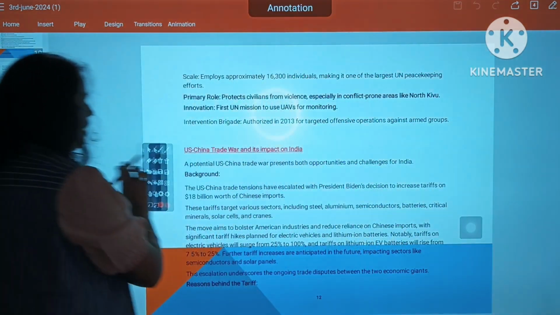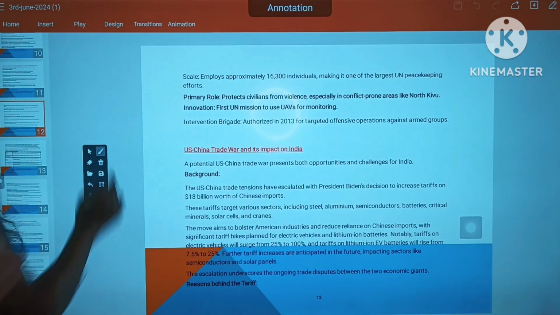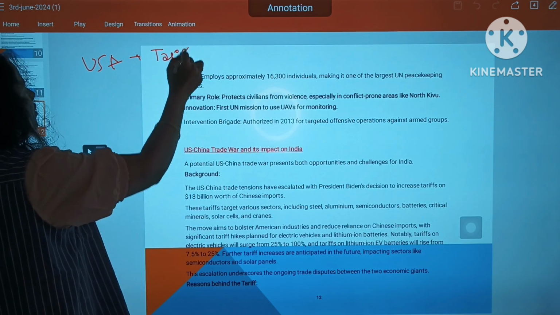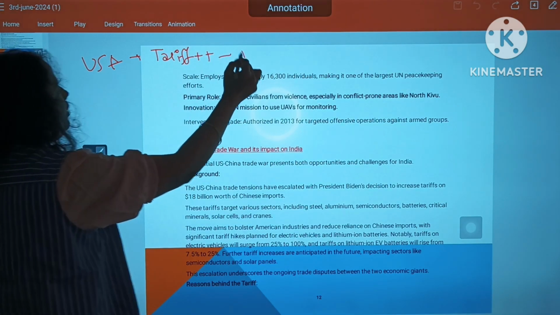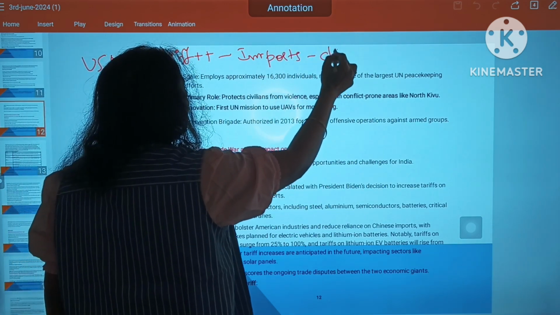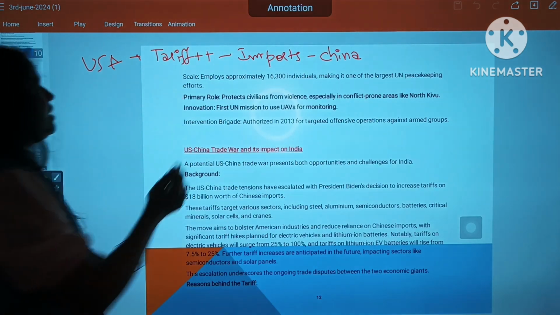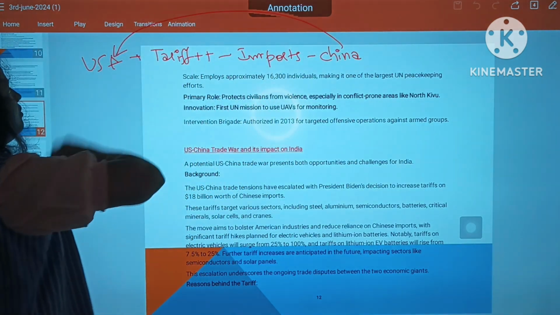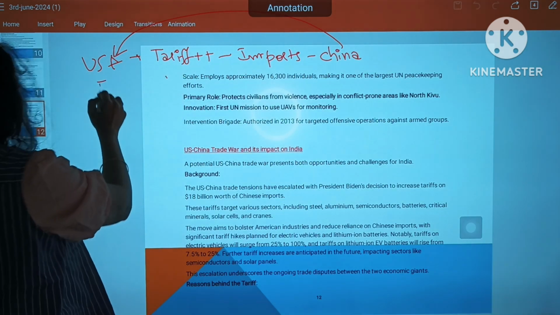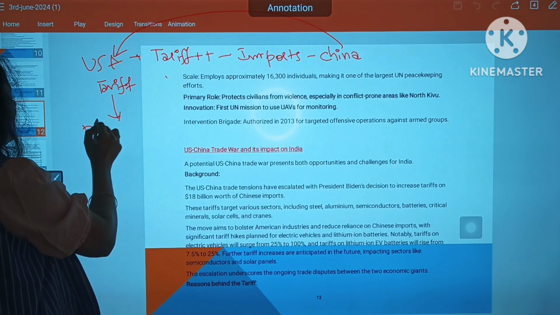USA China trade war. Recently, the USA increased the tariff on imports from China. So what happens? China sends many goods to the USA. If the tariff increases, automatically the price of the goods increases.